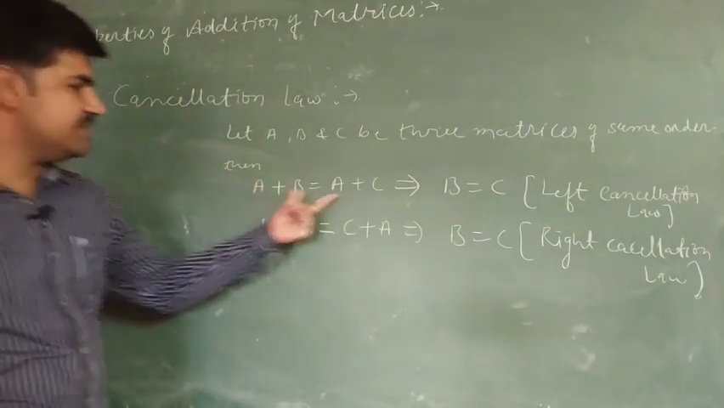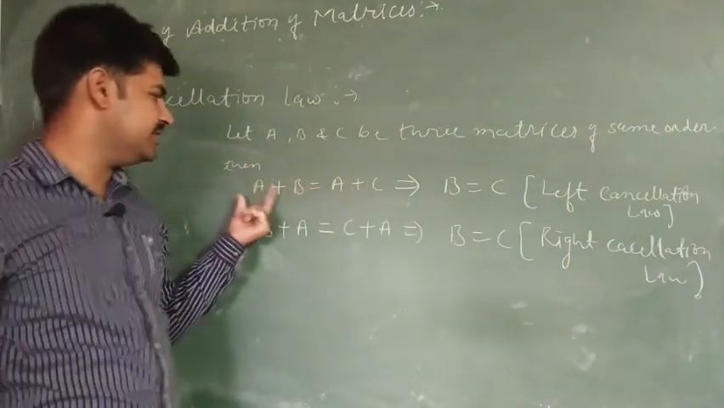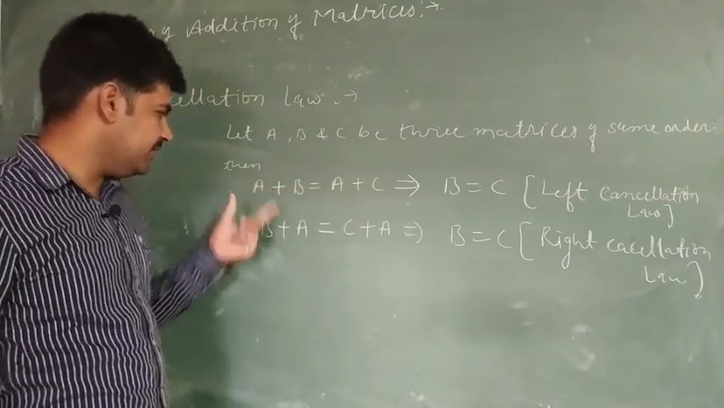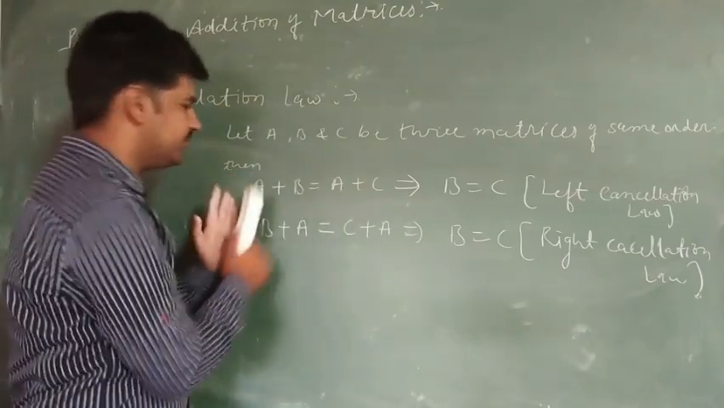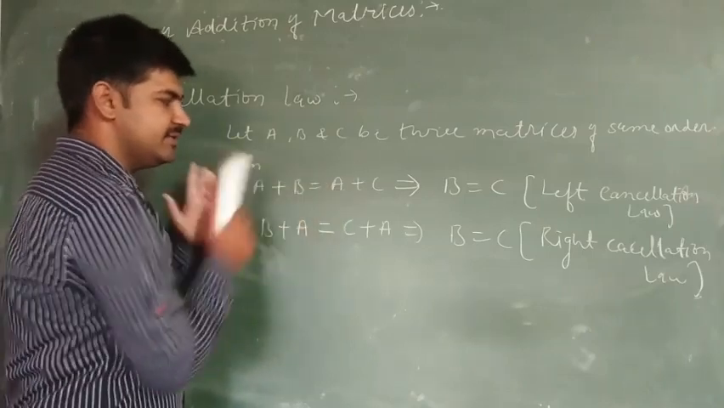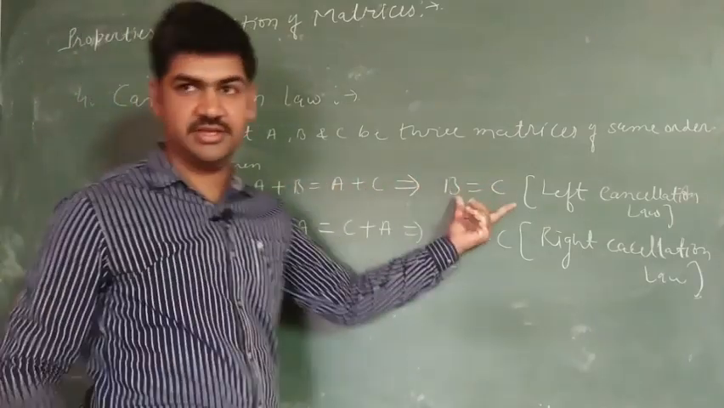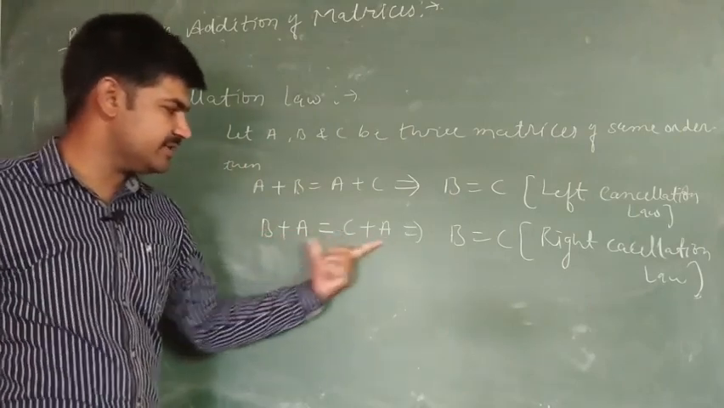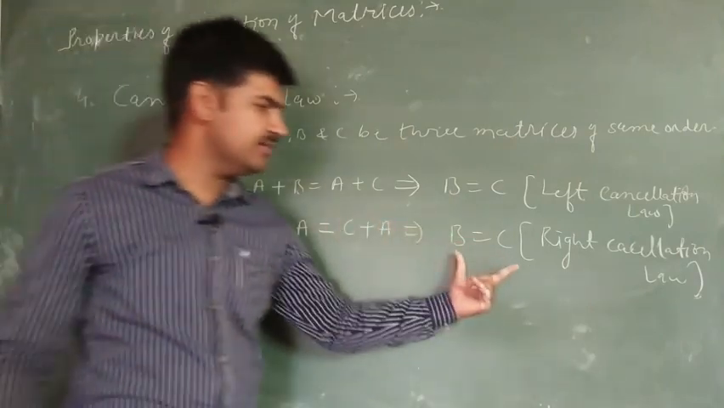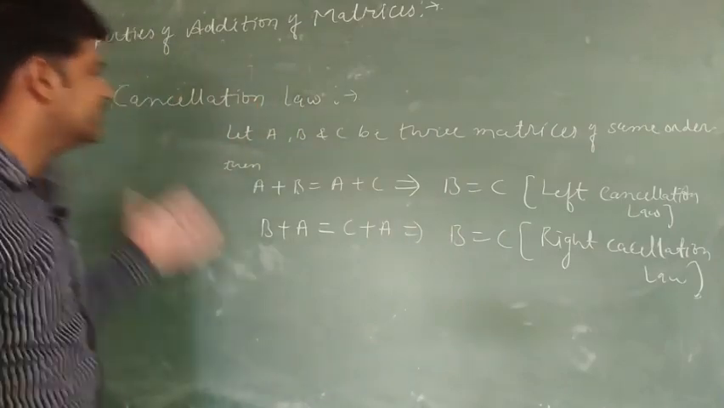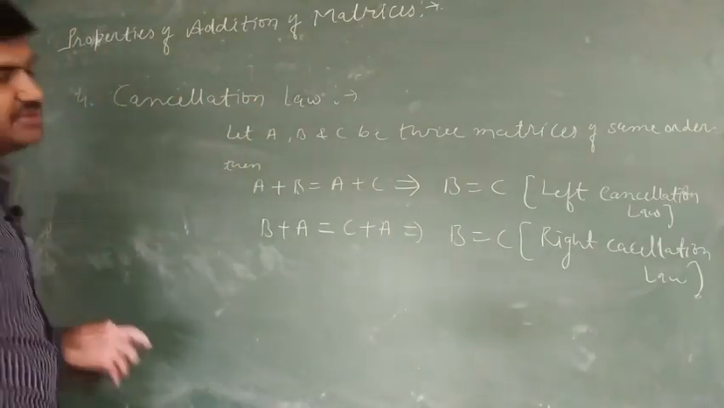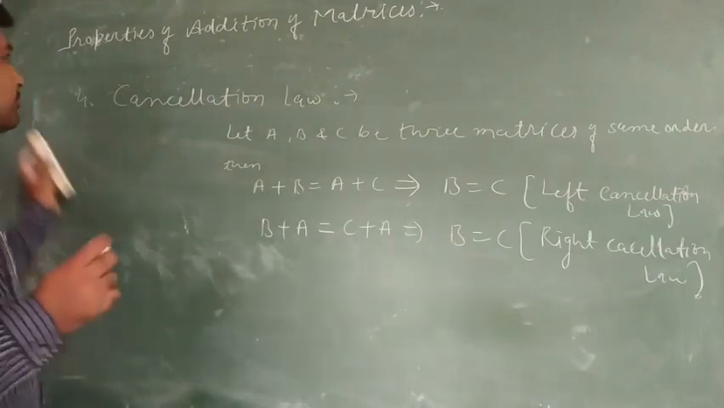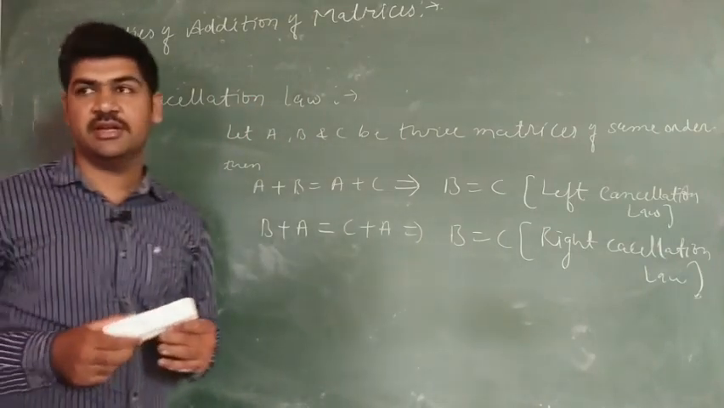Dear students, if A plus B is equal to A plus C, where A, B and C are three matrices written in this particular form, then if we add minus A to both of the sides, A will be cancelled and B is equal to C is the result. This is what is called the cancellation law for addition of matrices. I hope you have understood all of the properties of addition of matrices.